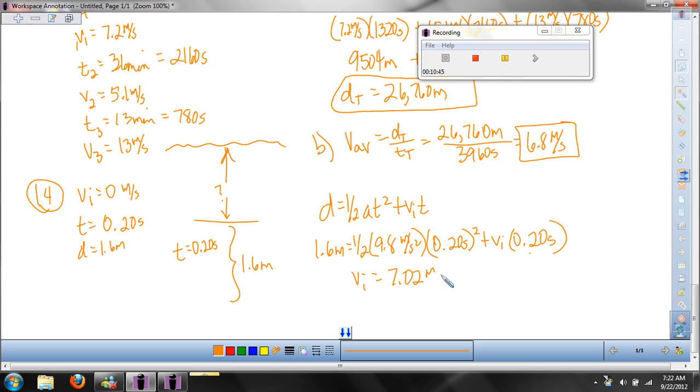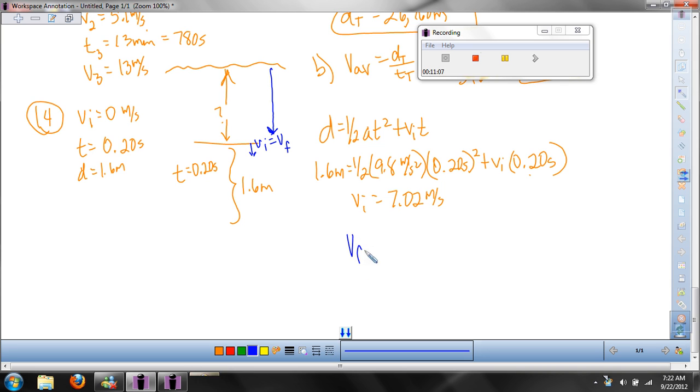But let me explain to you where that VI is on this picture. That VI right there is in that direction. It's also the VF that it acquired as a result of falling my mystery distance. So now I can go back and find my mystery distance. So VF squared equals VI squared plus 2AD. VI is going to be 0 because it was released from rest up here. VF was my 7.02.